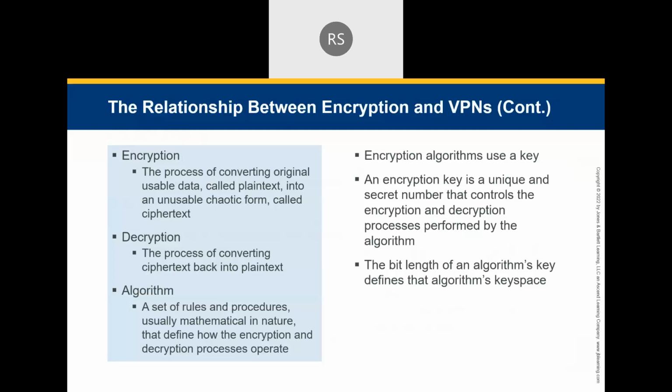Now, the algorithm is a set of rules or procedures, often mathematical in nature, governing the encryption and decryption process. Encryption algorithms utilize a key to control the process, and the encryption key is a unique and secret number that governs both the encryption and decryption. Now, the bit length of the algorithm's key determines its key space. That's influencing the strength and security of the encryption.